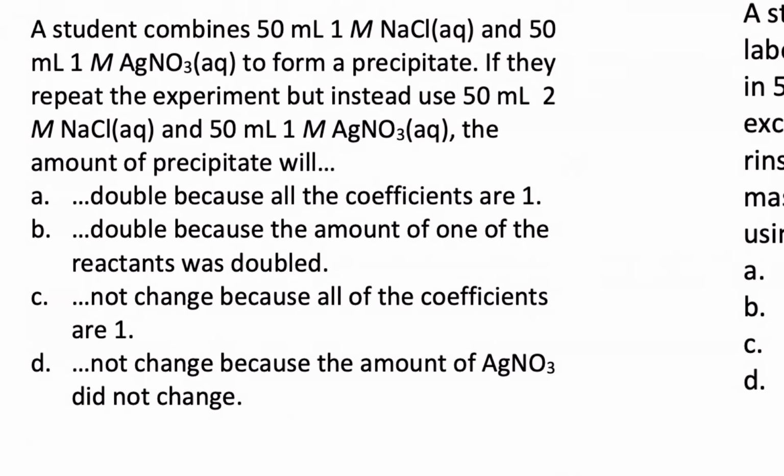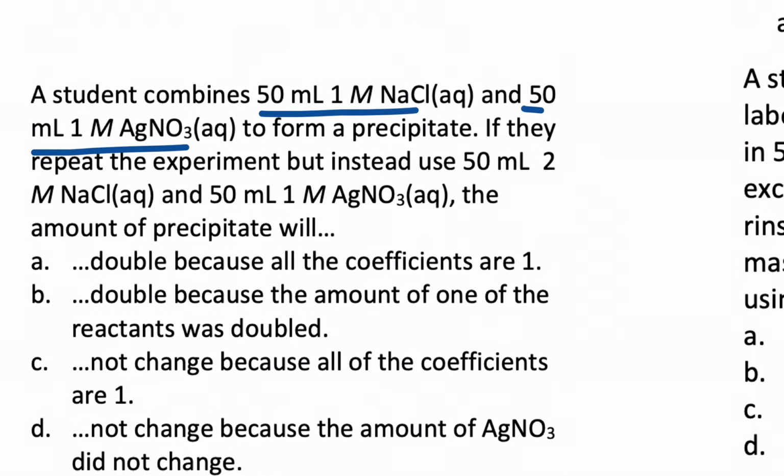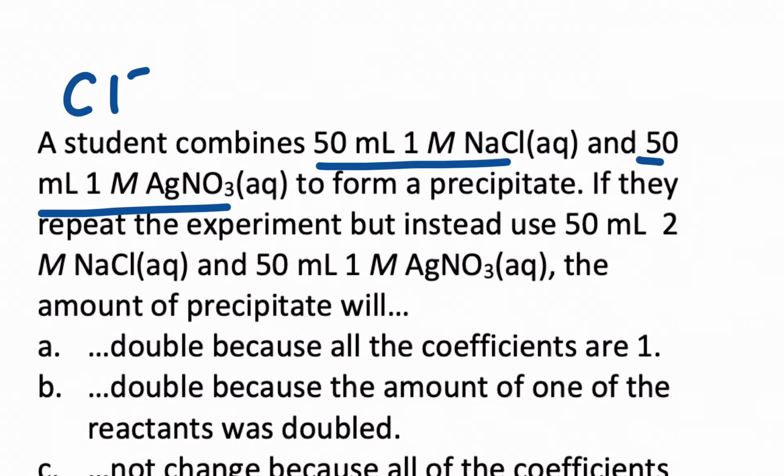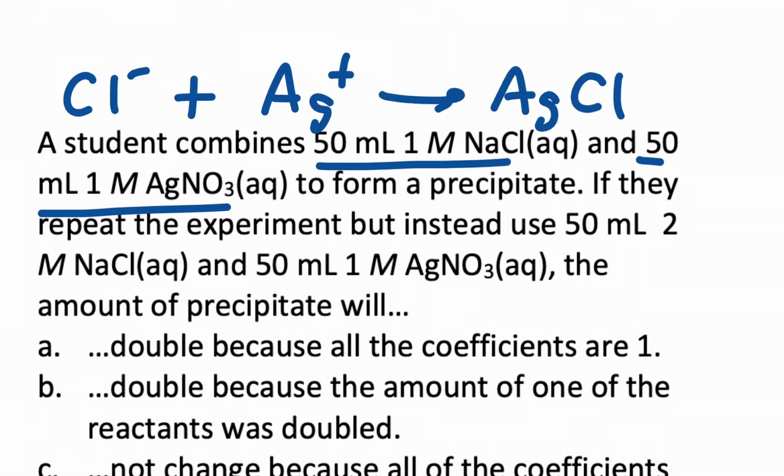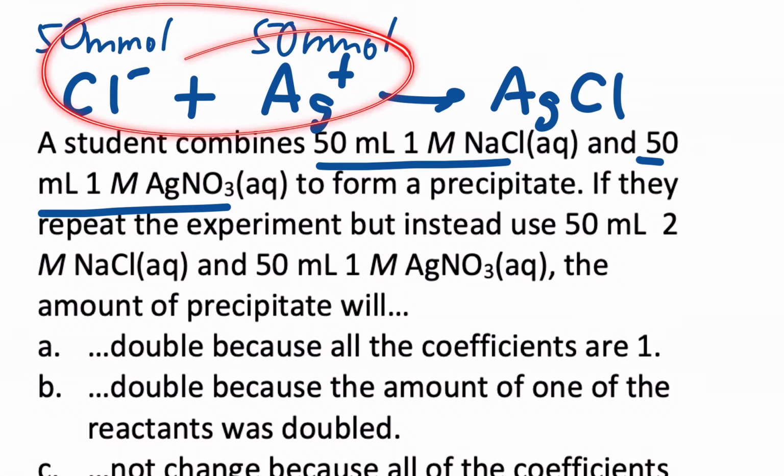A student combines 50 mils of 1 molar sodium chloride with 50 mils of 1 molar silver nitrate. So let's think about the reaction we have. Chloride plus silver ion makes AgCl. And they gave us a volume and a molarity. You multiply those two, you get millimoles. So we have 50 millimoles of chloride, and we have 50 millimoles of silver. This is a limiting reactant problem, but they're equally limiting. We're going to run out of both.